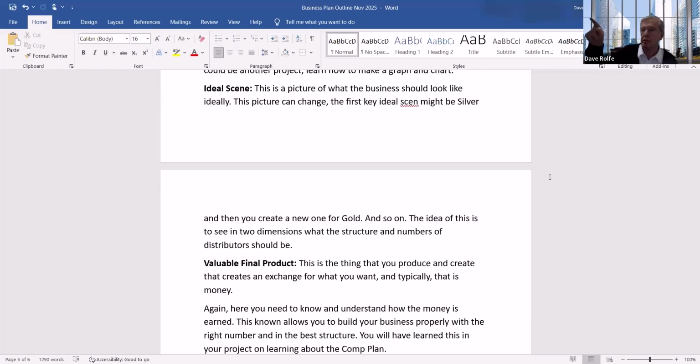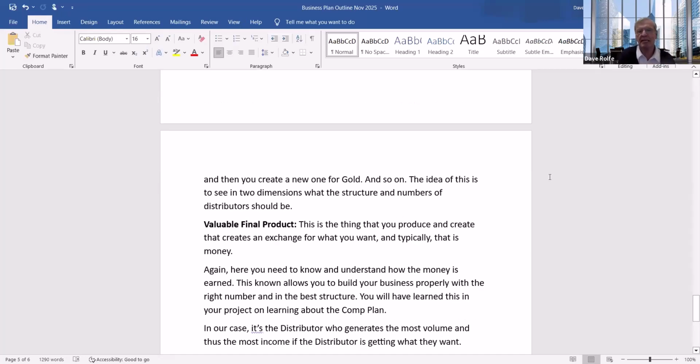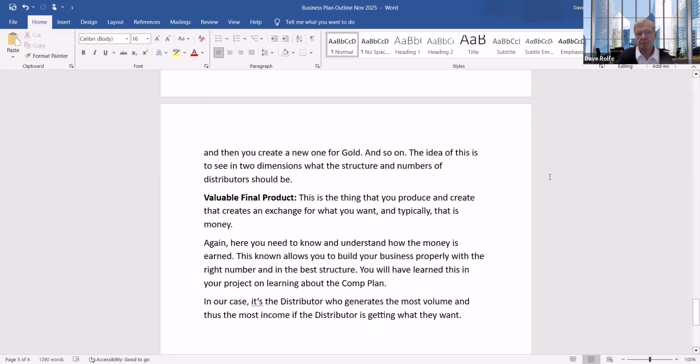See, that's the nature of the beast. That's what it's supposed to do. These are not stopping points. They're stepping stones on the way up the ladder. Okay. Here's the last thing. Valuable final product. This is the thing that you produce that creates the exchange for what you want.